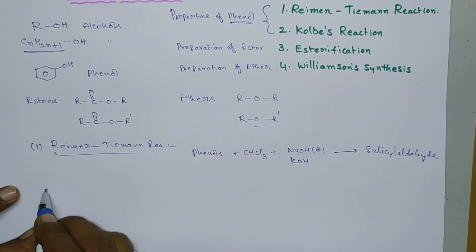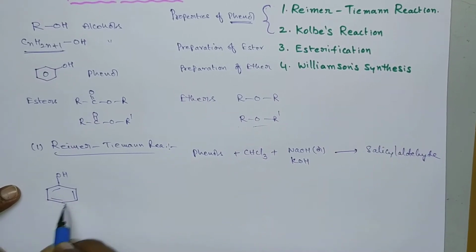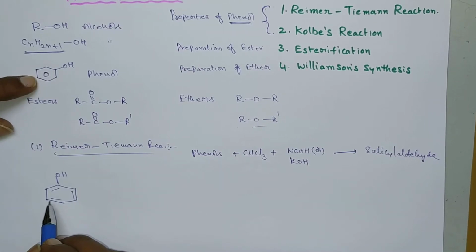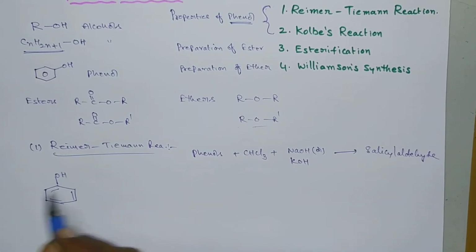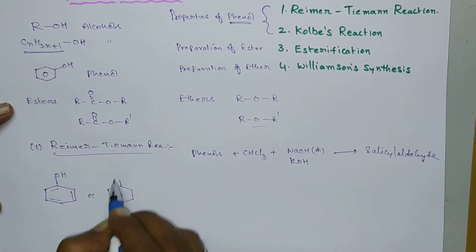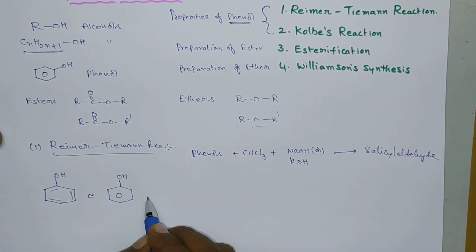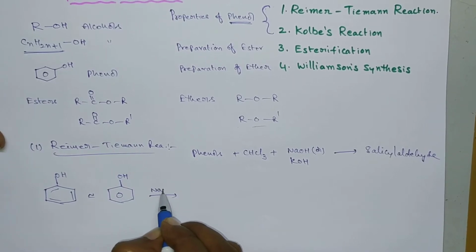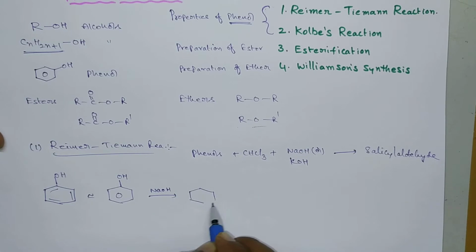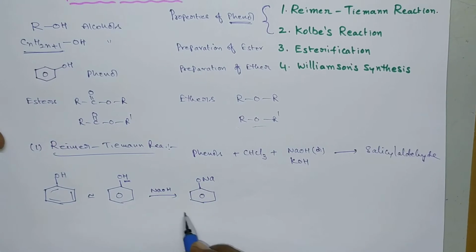Now we have to consider phenol. This is the phenol. You can take pi bonds also; here we have drawn a circle, or we can take it as pi bonds. We can write it like this also. This is phenol, OH. This phenol reacts with chloroform and NaOH. When it is treated with NaOH, it produces sodium phenoxide. H is replaced by Na, then it is called sodium phenoxide.